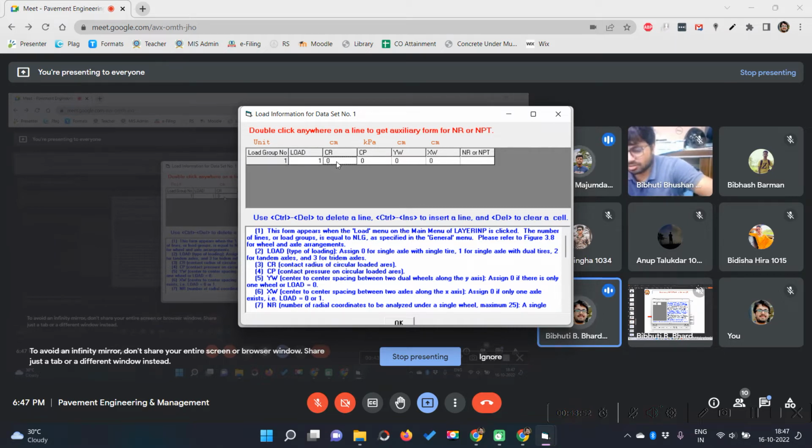We are talking about contact radius. Very good. How much shall I write here? So 10.66 centimeters. Okay. What about this CP? What can be the CP?